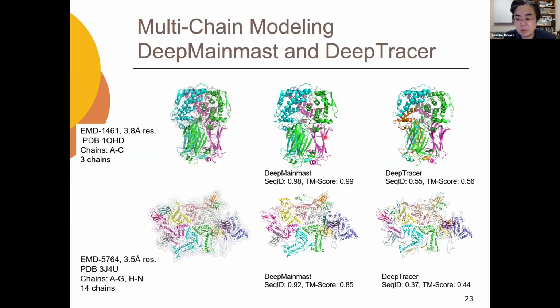Okay, so here are some examples. This is a 3-chain complex, and this is a 14-chain complex. If you try to build a model by hand, this is not trivial. This is not easy, but DeepMainMast can do almost perfect modeling. This is fully automated without any manual modification.